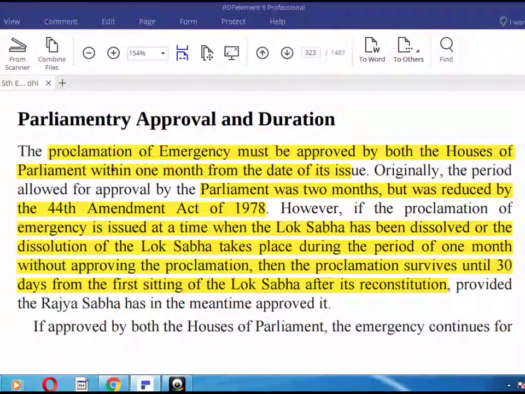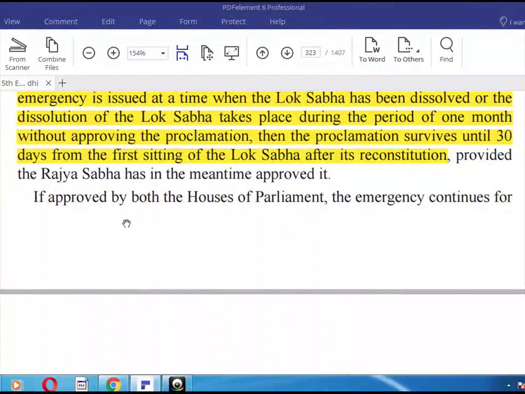Here again, on parliamentary approval: the proclamation of emergency must be approved by both Houses of Parliament within 1 month from the date of its issue. The period was originally 2 months, but it was reduced by the 44th Amendment Act 1978. So if the emergency is issued when the Lok Sabha has been dissolved, or the dissolution takes place during the period of 1 month without approving the proclamation, then the proclamation survives until 30 days from the first sitting of the Lok Sabha after its reconstitution, provided the Rajya Sabha has in the meantime approved it.